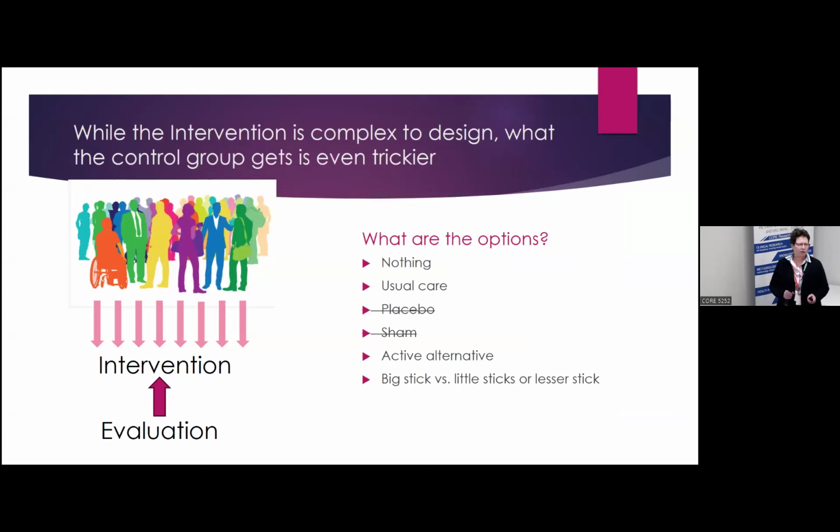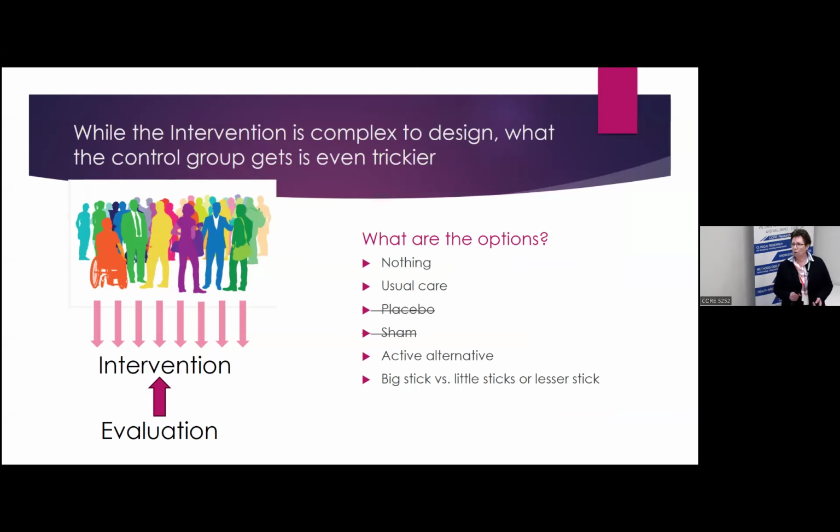So while the intervention's complex to design, what the control group gets is even trickier. So what are the options for a control group in the context of a complex intervention? Well, one is you give them nothing. In the real world, we have a lot of experience that nothing pretty much does nothing. But that is an option.